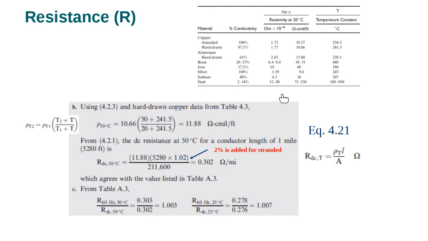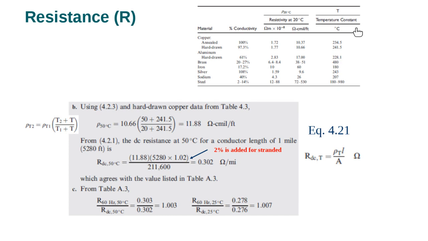Okay. How to find it? We use this formula here, this model. The resistivity at the second temperature, from the first temperature. The first temperature which is given is 25, the resistivity is 10.66 from here, ohm circular mil per feet. Okay, copper, 10.66 to find from here. T2 is the new temperature, which is 50. Plus T constant. So this is 241.